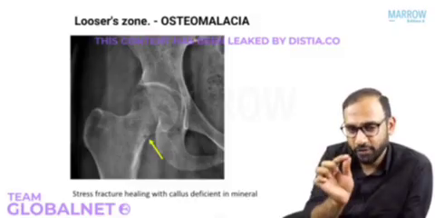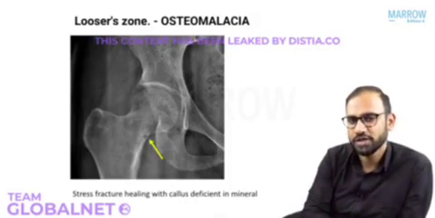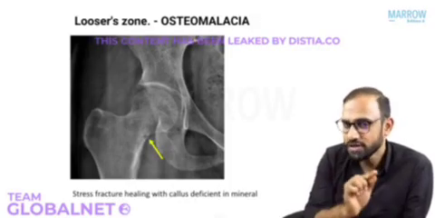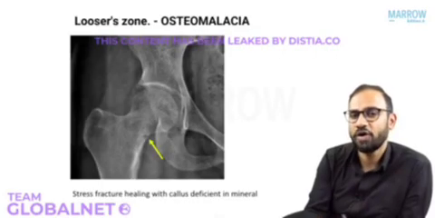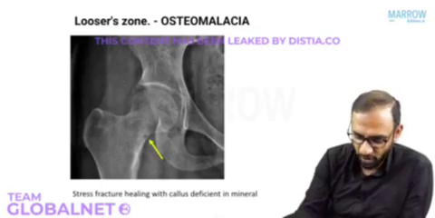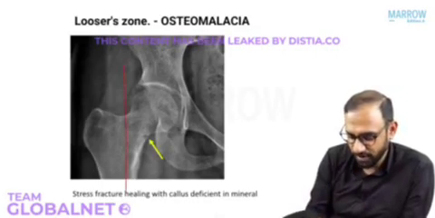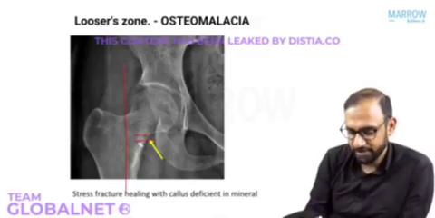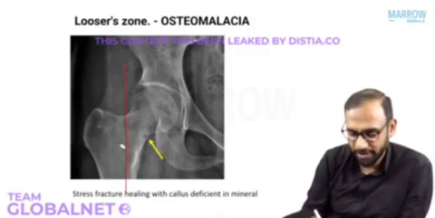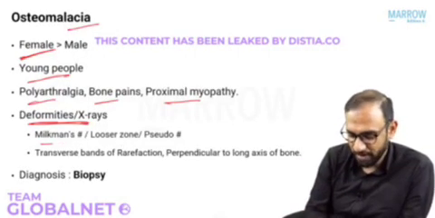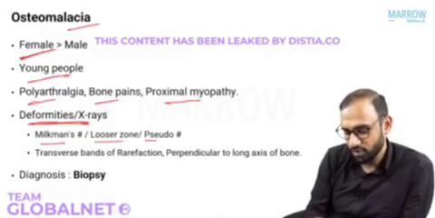And on X-ray, you will notice these loosened zones in the bone. Now, these loosened zones are usually perpendicular to the long axis of the bone. So, say this is the long axis of the bone. These loosened zones are perpendicular to the long axis of the bone. So, this is what is your milkman's fractures or Looser zones or pseudo fractures.